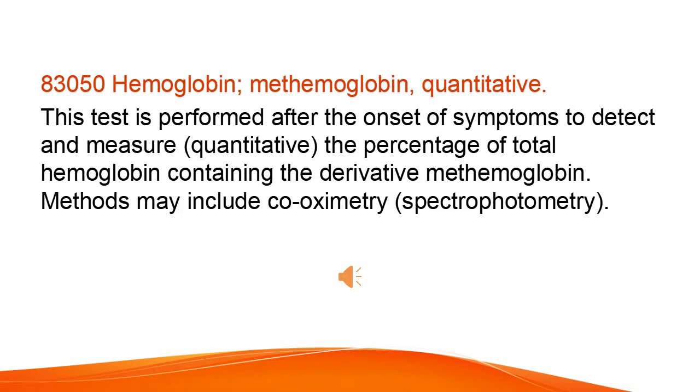Hemoglobin, methemoglobin, quantitative. This test is performed after the onset of symptoms to detect and measure, quantitative, the percentage of total hemoglobin containing the derivative methemoglobin. Methods may include CO oximetry, spectrophotometry.